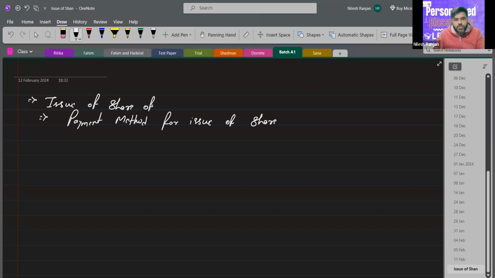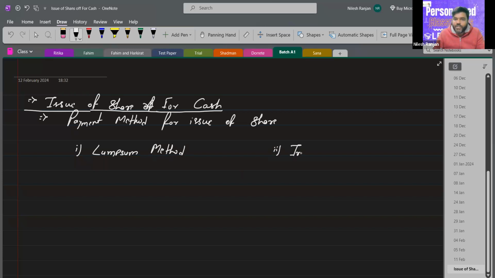There is also a concept, issue of share for consideration other than cash. Yes, sir. Okay. So the first thing we are discussing here is issue of share for cash, and in that, payment method for issue of share. One is lump sum method and the second is installment method. Do you remember these? Yes, sir. Can you tell me what is lump sum method?